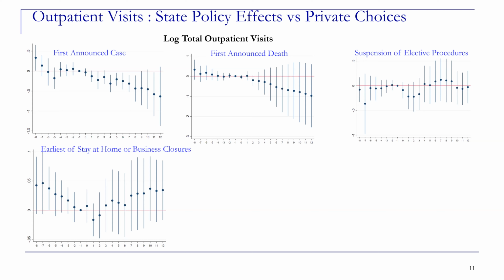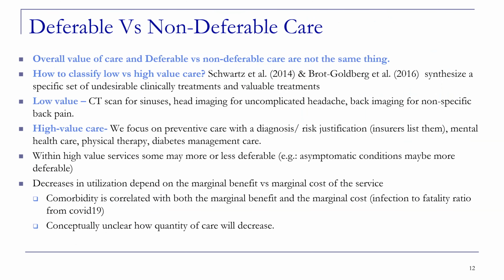stay-at-home. Okay, so now I want to think about types of care. Were there heterogeneous responses in how care was delayed or deferred? Were individual actions really relaying what we would think is beneficial care versus less valuable care? And here it's treacherous. So one way to do this is to think about low value care. So what's low value care?